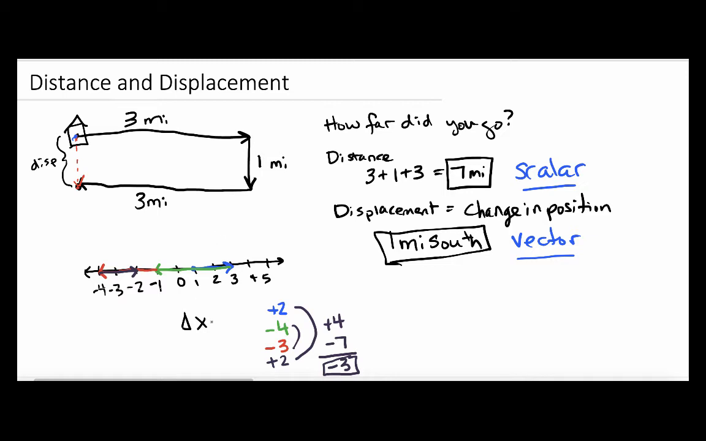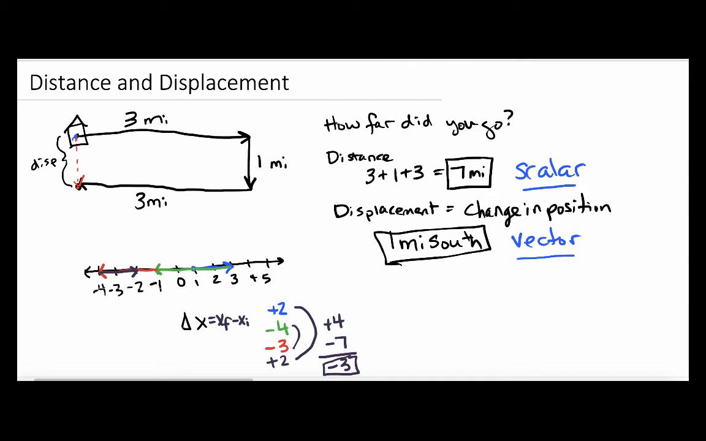Now, there's an easier way to do that. Displacement is the change in position. And your change in position is going to be whatever your final position was. We're going to call that XF for final position, minus whatever the initial position was. We're going to call that XI for initial position.